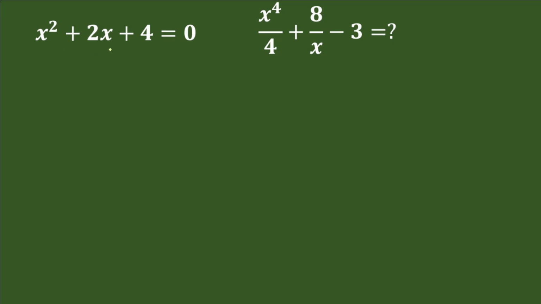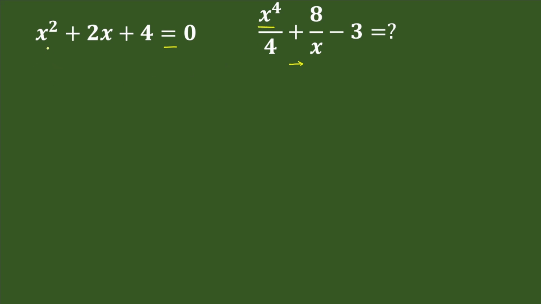Today we have x square plus 2x plus 4 equal to 0. Oh my god, it's x power 4 over 4 plus 8 over x minus 3. The problem here might look very hard, but after doing it you'll feel it is very easy. Now let's solve it. Here we'll have to find x power 4.